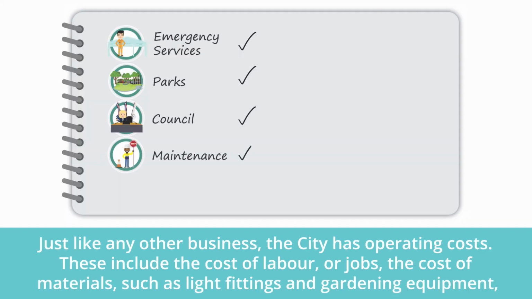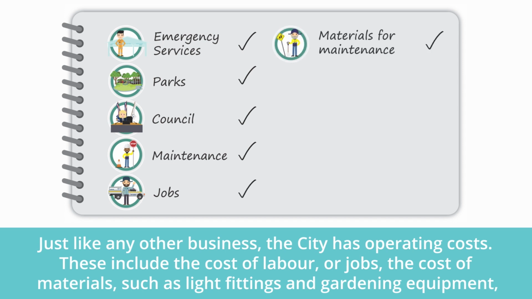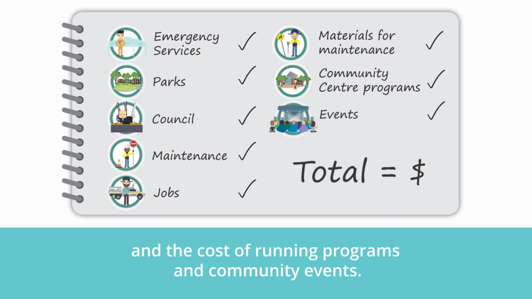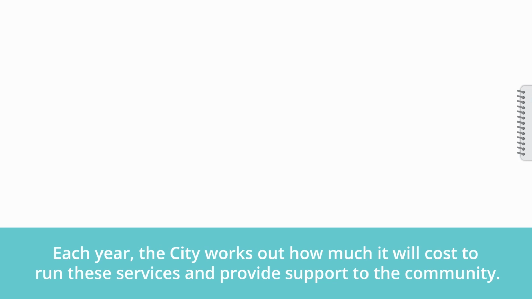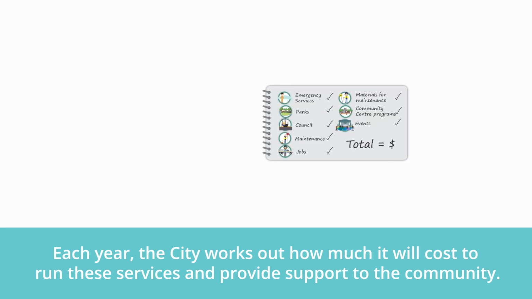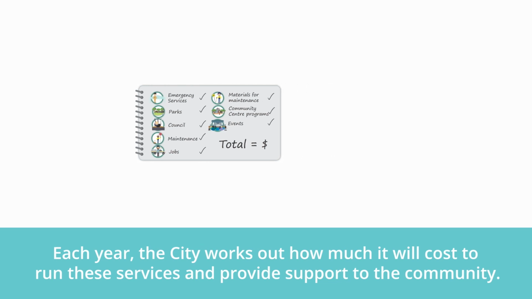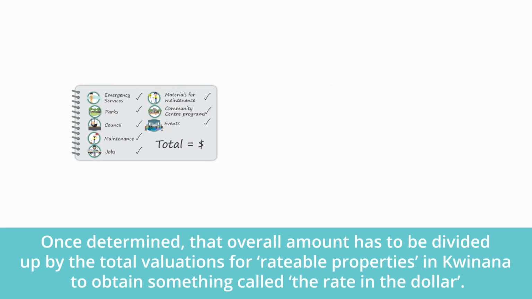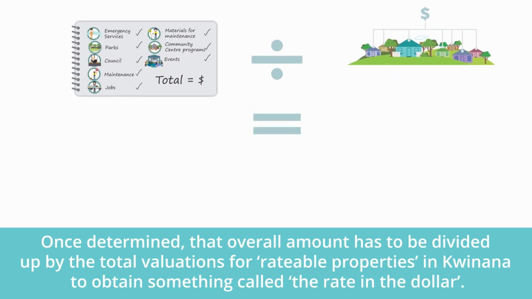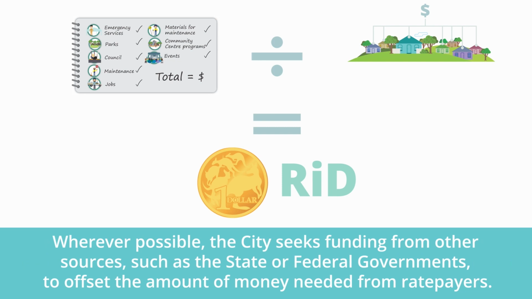Just like any other business, the city has operating costs. These include the cost of labour or jobs, the cost of materials such as light fittings and gardening equipment, and the cost of running programs and community events. Each year, the city works out how much it will cost to run these services and provide support to the community. Once determined, that overall amount has to be divided up by the total valuations for rateable properties in Kwinana to obtain something called the rate in the dollar.